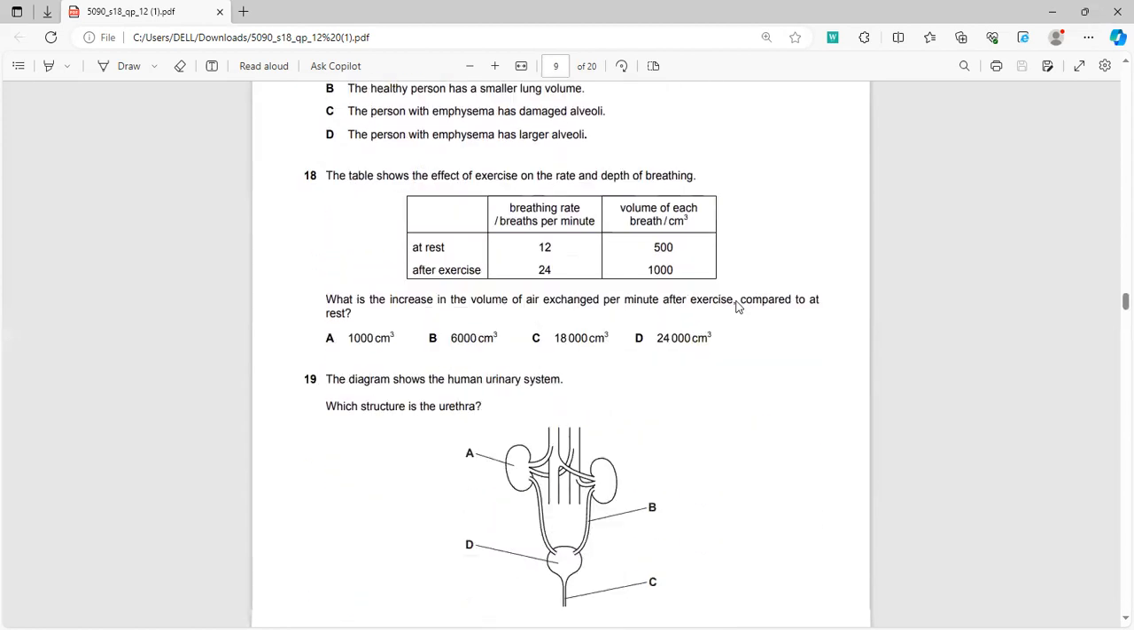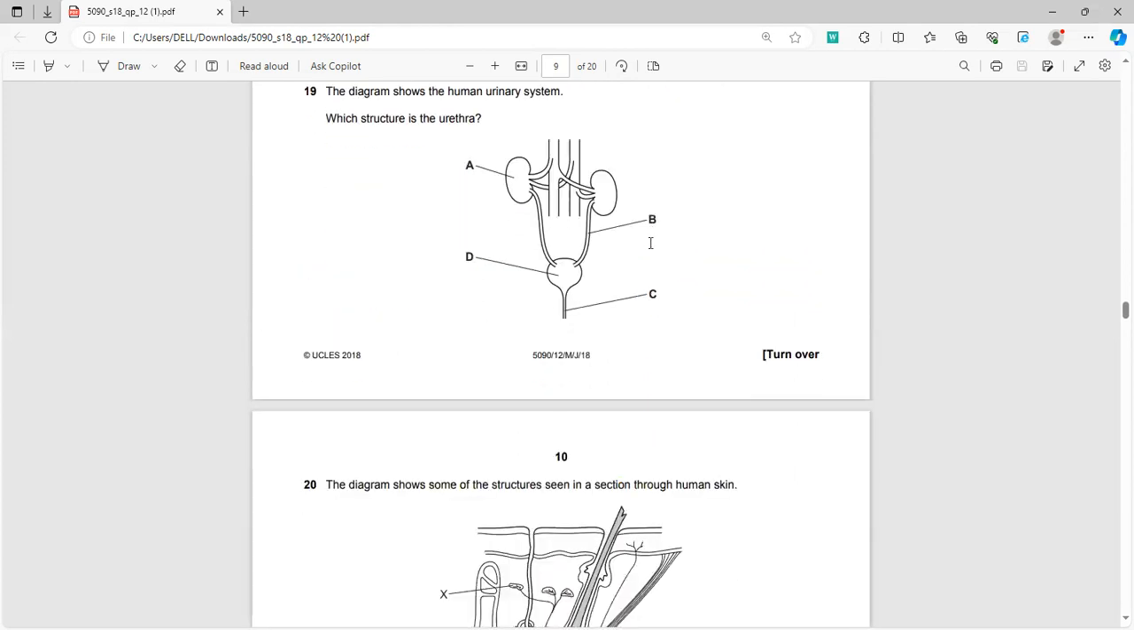Now, question 18, this is a simple mathematical calculation. I'll skip the calculation, but I'll tell you the concept behind it. What is the increase in the volume of air exchanged per minute after exercise compared to at rest? You can calculate it by multiplying the breath rate per minute with the volume. So it gives 12 times 500 and 24 times 1000. You can clearly see that after exercise, the amount of air expired will be far more. So you'll just subtract the difference and you'll get the answer.